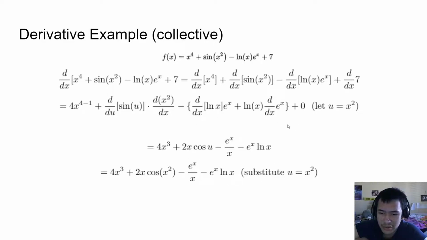Then just going out with what we've got: 4x cubed plus 2x cos u minus e to the x over x minus e to the x ln of x. Then substituting back x squared for u, you have 4x cubed plus 2x cos x squared minus e to the x over x minus e to the x ln x.